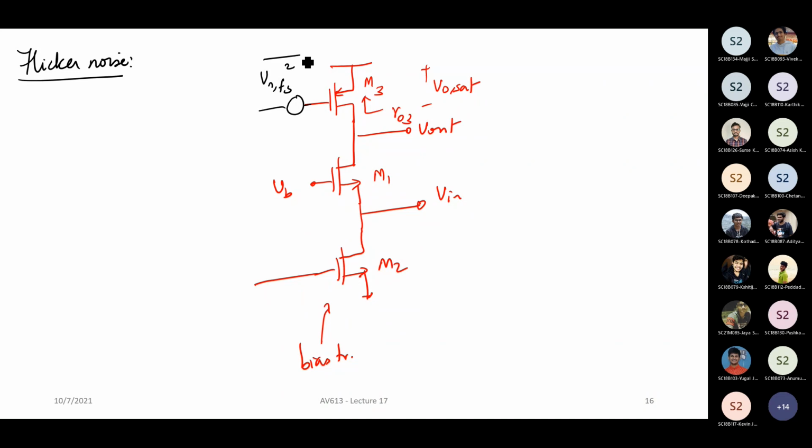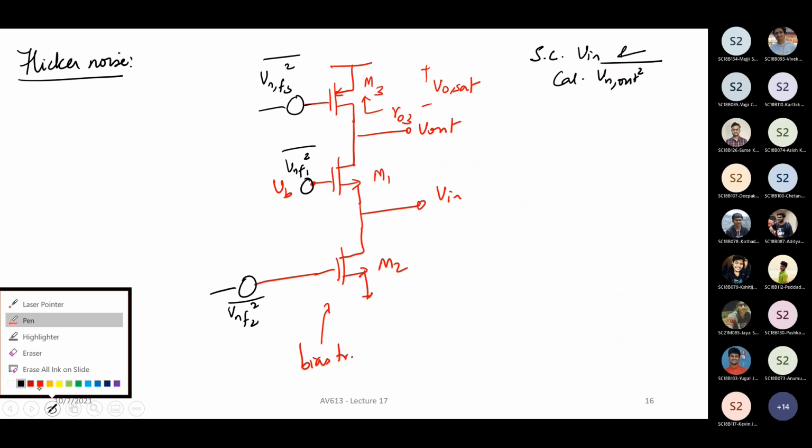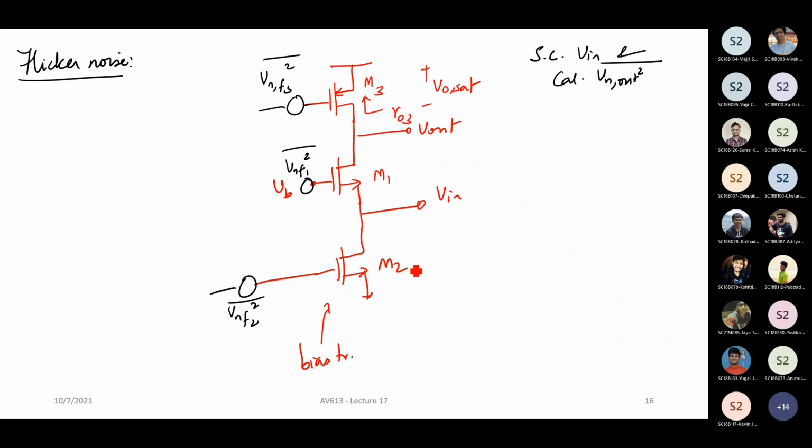Let's say VNF3 squared bar. This is VNF1 squared bar. This is VNF2 squared bar. Now, all these things will get added. Now, again, we need to do this. So let us short circuit Vin and calculate Vn out squared bar. Now, what is Vn out squared bar here? If you short circuit the input, the flicker noise due to M2 is also short circuited, so it does not appear in the picture.